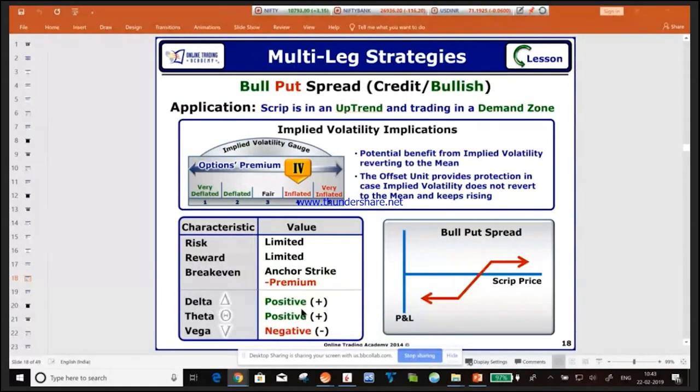Delta is positive here. Why? Because we are in a bullish strategy. Theta is positive. Why is theta positive? We are selling options. Not because we are bullish. We are selling options. That's why theta is your friend. Remember that.